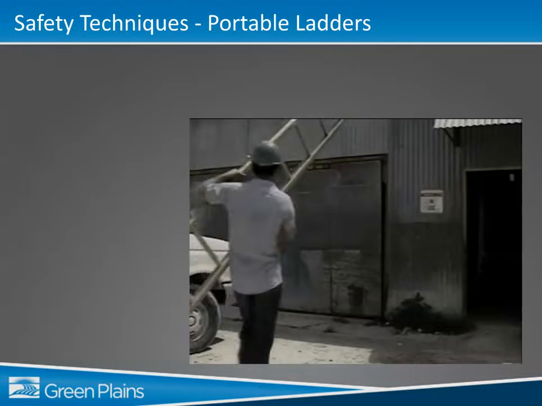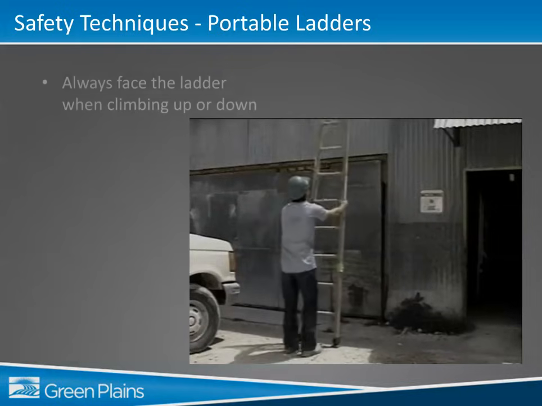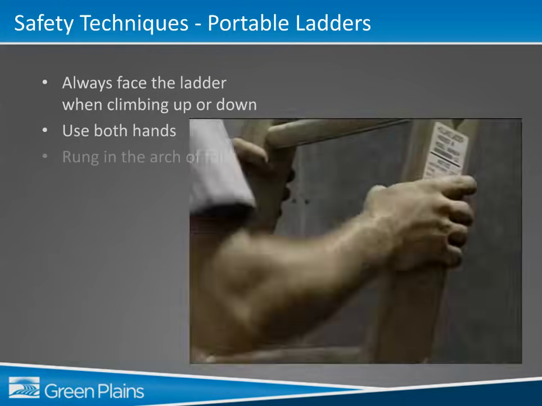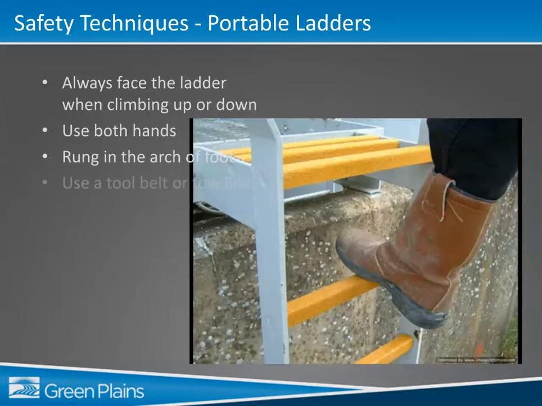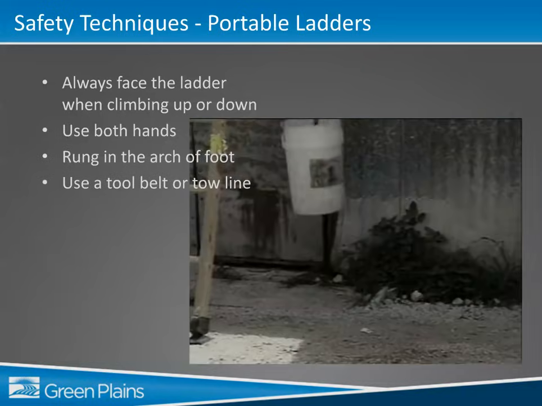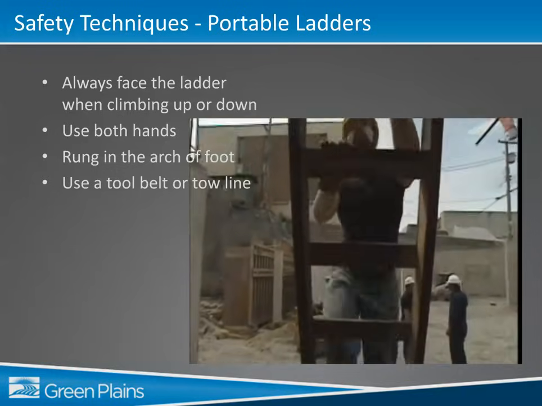When climbing up or down a ladder, the three-point system must be used to ensure safety. Always face the ladder and use both hands when climbing or descending. The rung should be just in front of the heel in the arch of the foot. Small tools may be carried in a tool belt, not in the hands, but a better choice is to raise tools and supplies with a tow line.